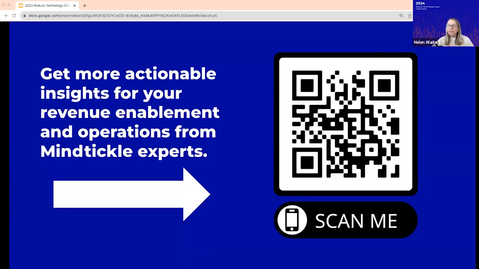So those are 3 tips that can help you use your CRM data and your conversation intelligence data to help inform your 2024 enablement plan.